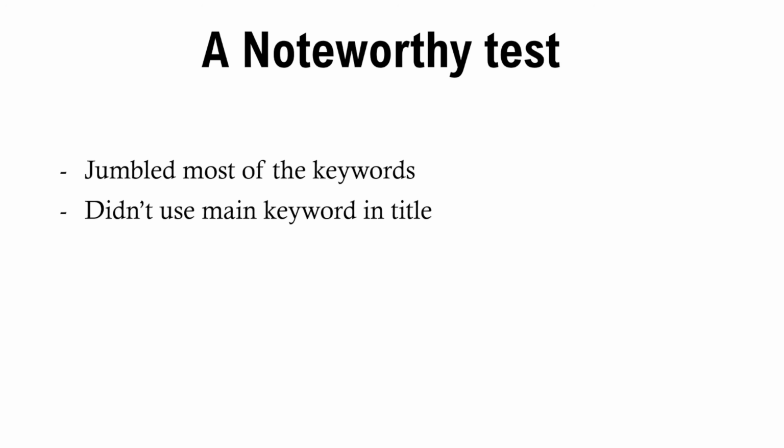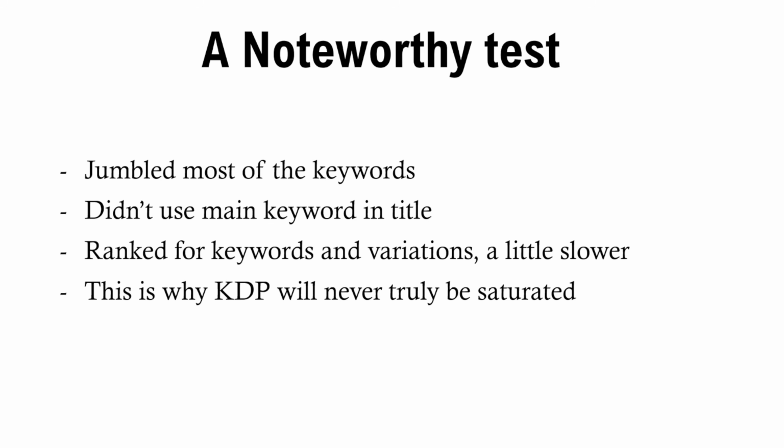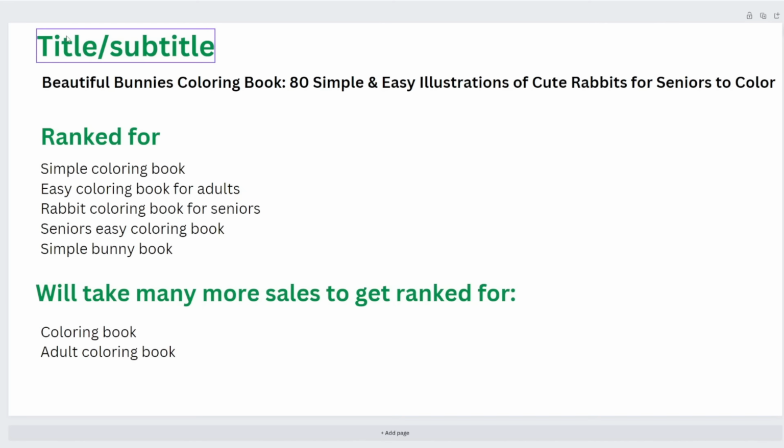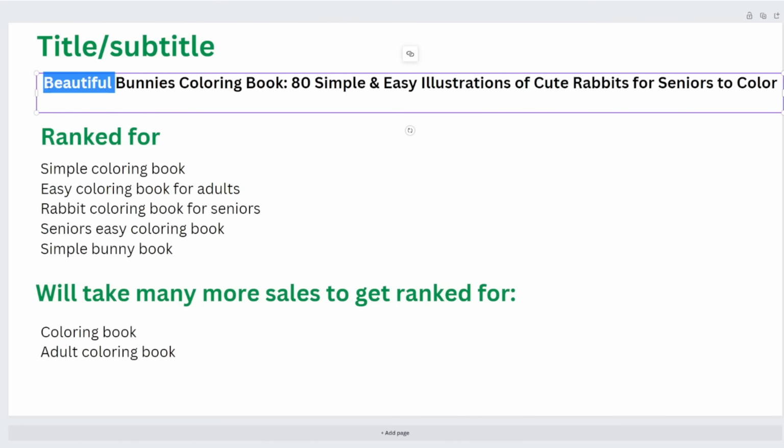So like I say, I didn't use the main keyword in the title, but what happened is I got ranked for keywords. I did get ranked for those keywords and variations of it, but it was just a little bit slower. And what I'm about to show you is the reason why, in my opinion, KDP is never going to be truly saturated. So let me take a look very quickly at what that title looked like. So here's a title and subtitle that was similar to what I was doing. It's a beautiful bunnies coloring book. This title is not something people are searching for. They're not going to be searching for a beautiful bunnies coloring book, right?